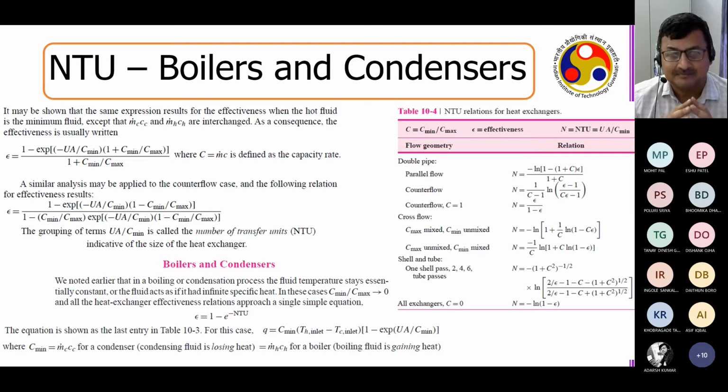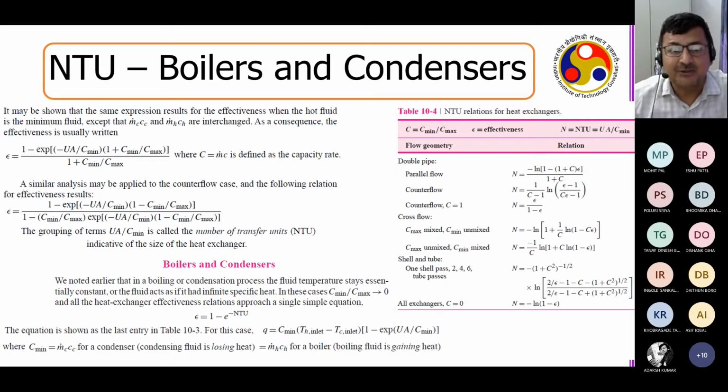40 plates. Right. So your number of transfer units should be around 35 to 40 in order to make sure that you are capable of using a plate type heat exchanger. Your number of tubes in a shell and tube heat exchanger should be equivalent to this 35 or 40, whatever number you arrive at from your budget, in order to do this calculation.